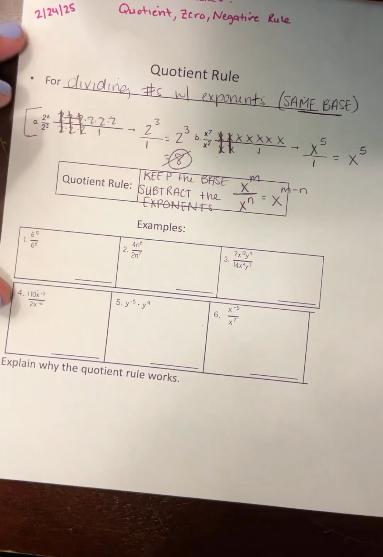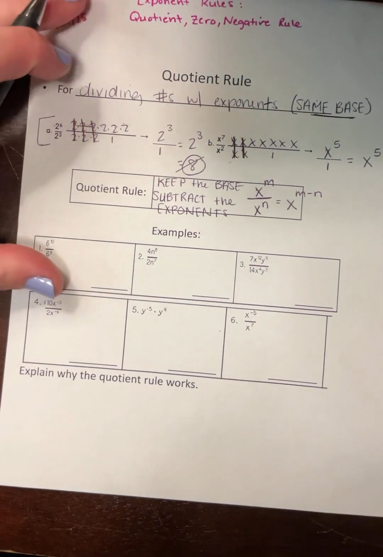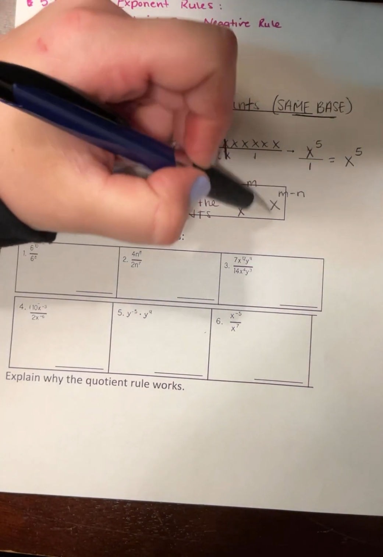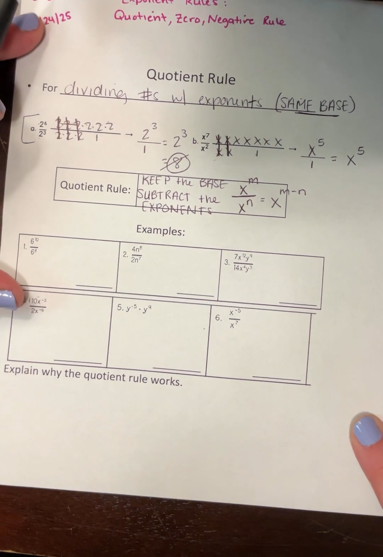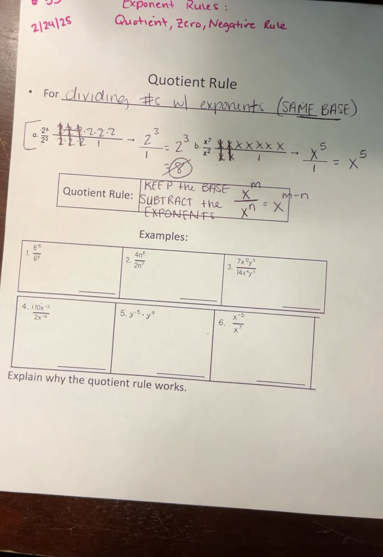And now some weird stuff will happen as we go, and we'll deal with that in a little bit. But baseline, that's what we're doing. Keep that base, subtract those exponents, okay? So take a second, pause your video, do number 1 and 2. Stop there, though, because they get a little weird after that, so stop there. But do number 1 and 2.